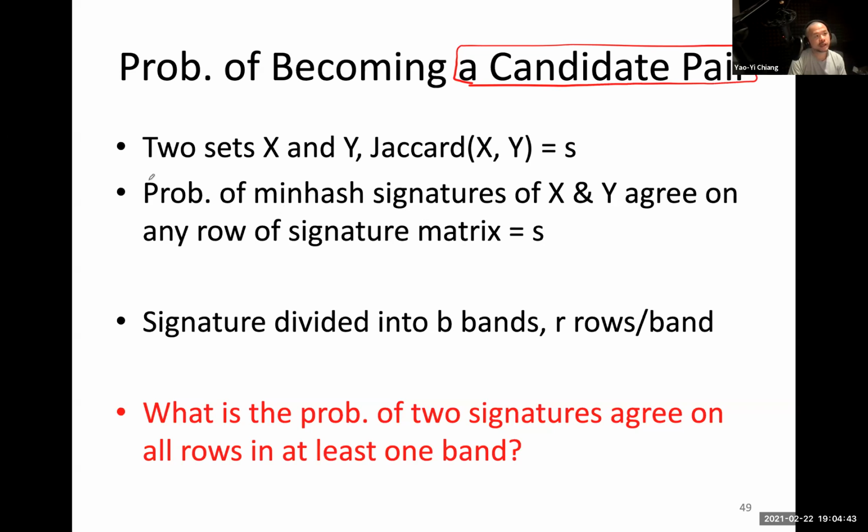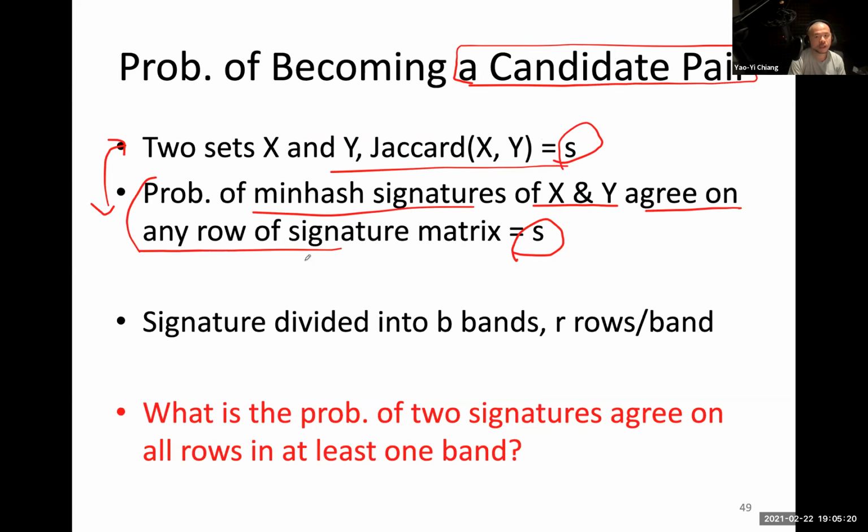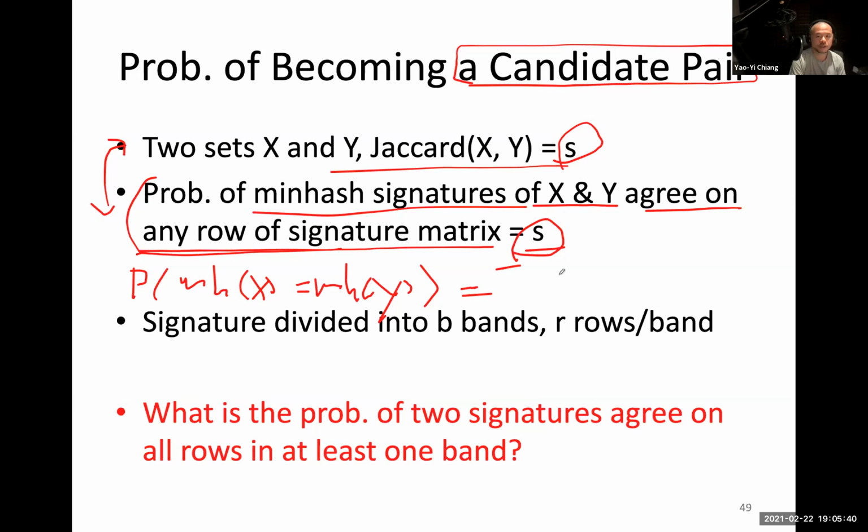And let's look at the probability of them becoming a candidate pair. The probability that the min hash signatures of X and Y agree on any row of the signature matrix is S, because the Jaccard similarity is S, right? Are we good? If we have two documents, X and Y, their Jaccard similarity equals S. So we know that the probability that their min hash signatures agree on any row of the signature matrix is S. That's the probability of min hash X equal to min hash Y, right? What is this probability? This is the Jaccard similarity of X and Y.